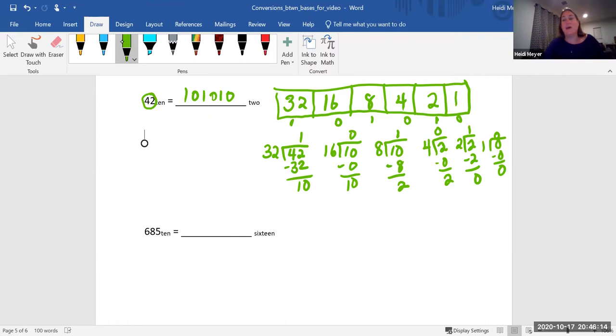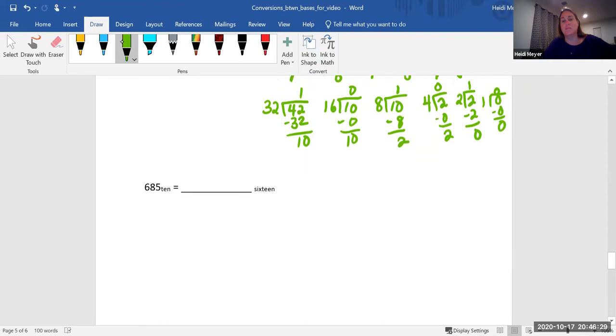And you can check that, by the way, by reversing the process and do the multiplication and add and see if 1 0 1 0 1 0 in base 2 gives you a 42. You can check it by going in the opposite direction.